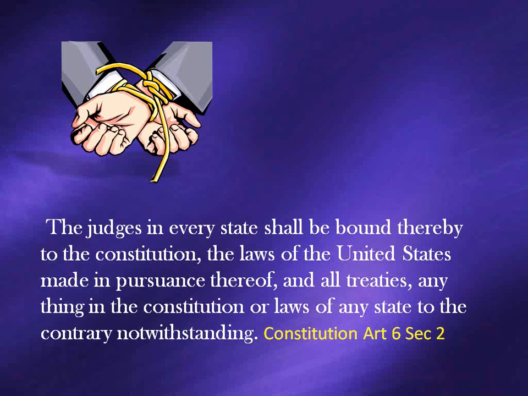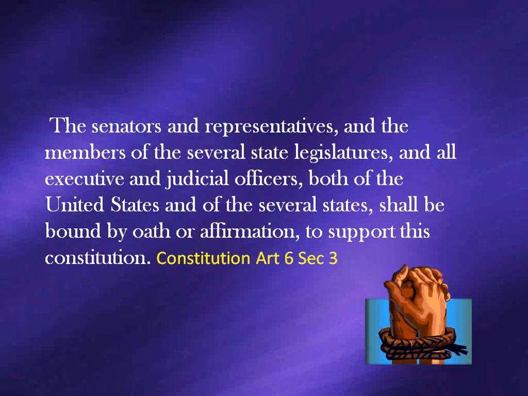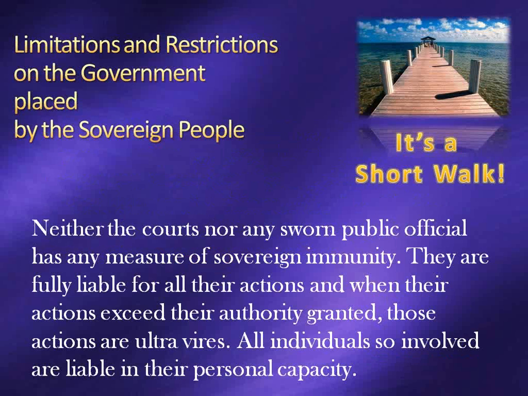Likewise, the senators and representatives and the members of the several state legislatures and all executive and judicial officers, both of the United States and of the several states, shall be bound by oath or affirmation to support this Constitution. They're all tied up by this. Let's look at a list of limitations and restrictions on the government placed by the sovereign people. Again, all these lists are incomplete. They're not all encompassing, but they're the major issues. There's plenty more other things we can talk about.